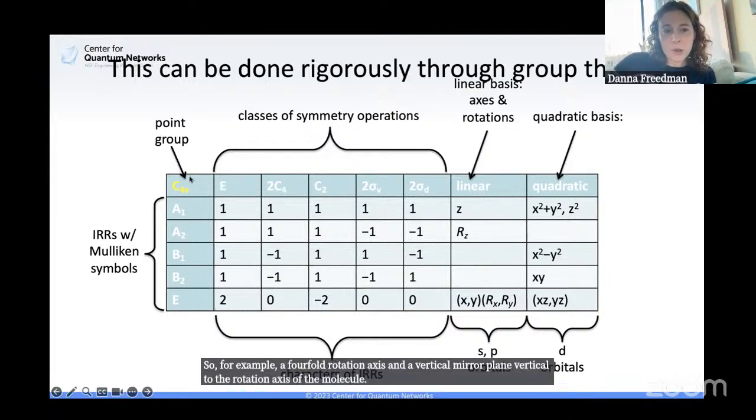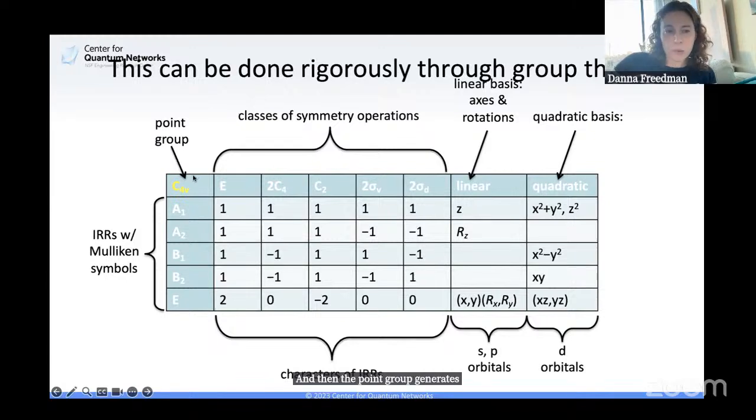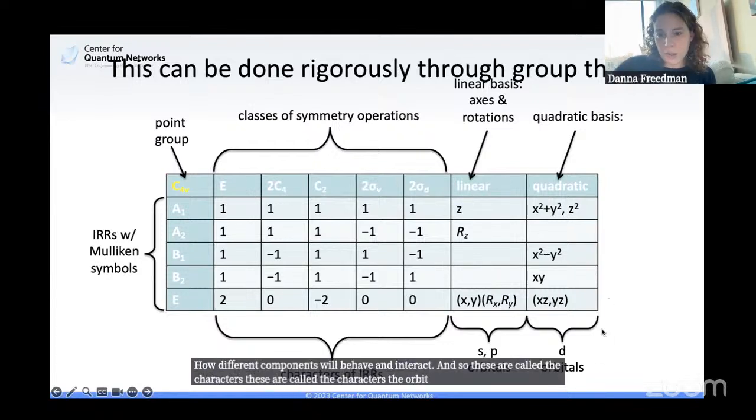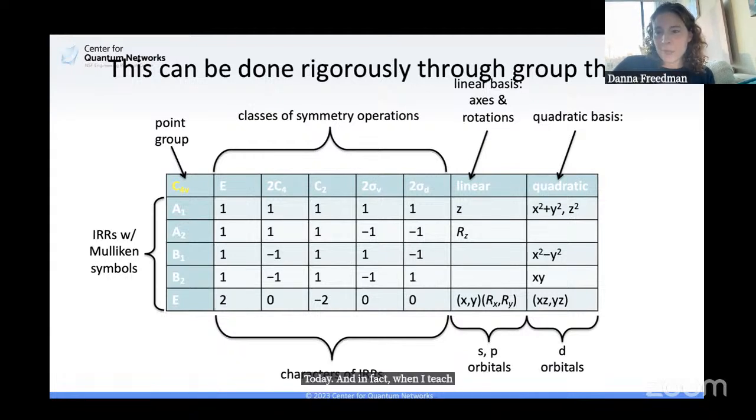The point group generates a given set of operations, and each of those operations can show you how different components will behave and interact. These are called the characters, these are the orbitals that you get, and then there are some rotational elements. We certainly don't have the time to go into this today. In fact, when I teach this in my graduate chemistry class, it takes us 7 lectures to get to this table.